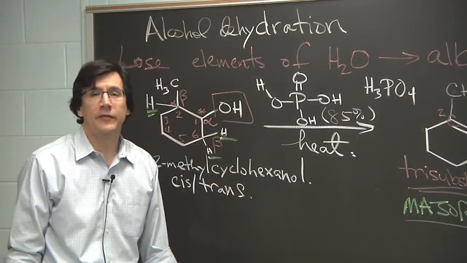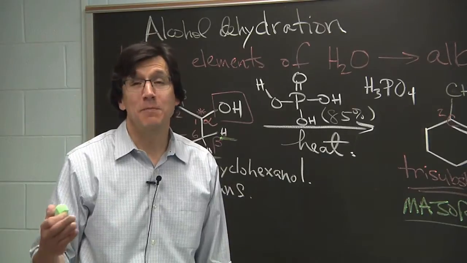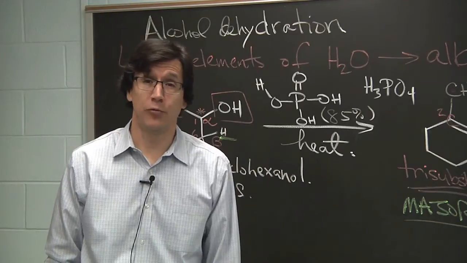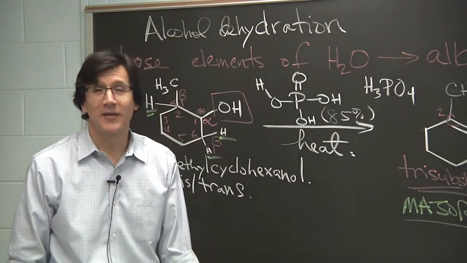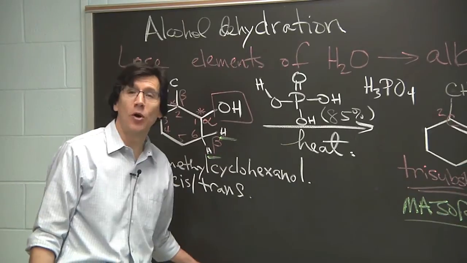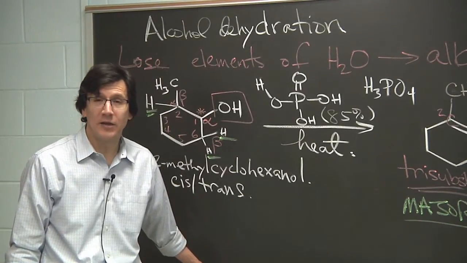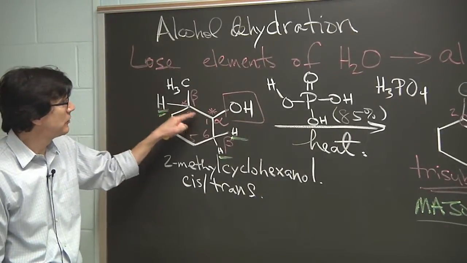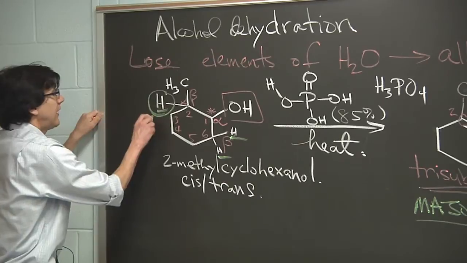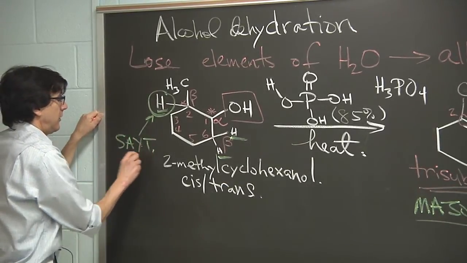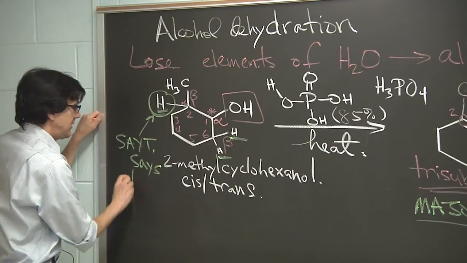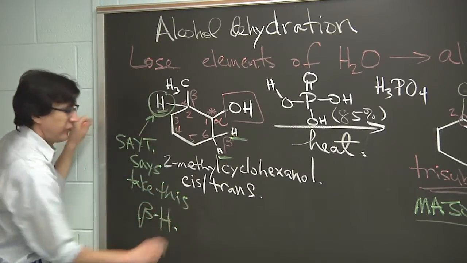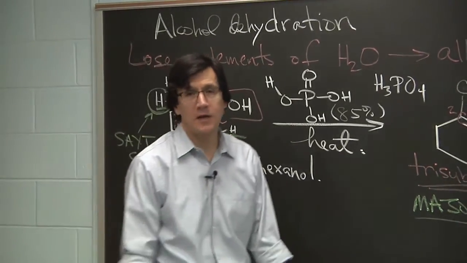Zaytsev says, take the hydrogen from the beta carbon that starts out with the fewer number of hydrogens. So this is kind of the reverse Robin Hood philosophy. Instead of taking from the one which has more, you take from the one which has less. So if we took this one, we would make a double bond between 2 and 1. So Zaytsev says, take this one.